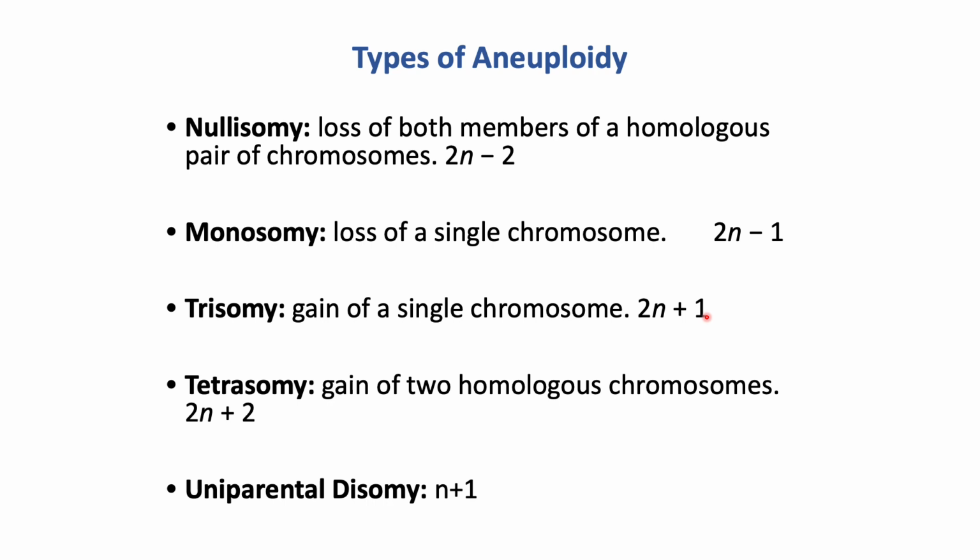One well-known example of trisomy is Klinefelter syndrome, where the male is born with an extra X chromosome, so they would have X, X and Y instead of X and Y. Another type of aneuploidy is tetrasomy, which is the gain of 2 homologous chromosomes, denoted by 2n plus 2. In this case, we would have 4 copies of chromosome 1, for example, all the normal sets of chromosomes plus an additional 2 copies of chromosome 1. Hence 2n plus 2. Then there's uniparental disomy, in which both members of a chromosome pair are inherited from one parent.